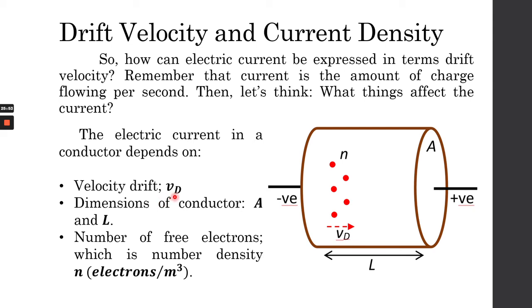So just remember these things that affect our current: the drift velocity, the dimensions of the conductor, the length and the cross-sectional area of the conductor, and lastly, the number of free electrons that could move, that could be electrically induced. It is usually denoted as N, which is the electrons per cubic meter.